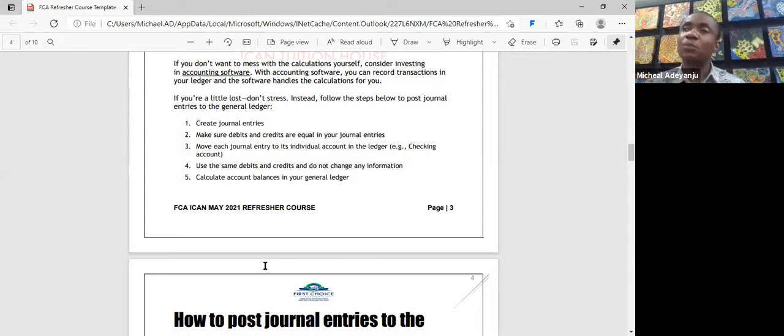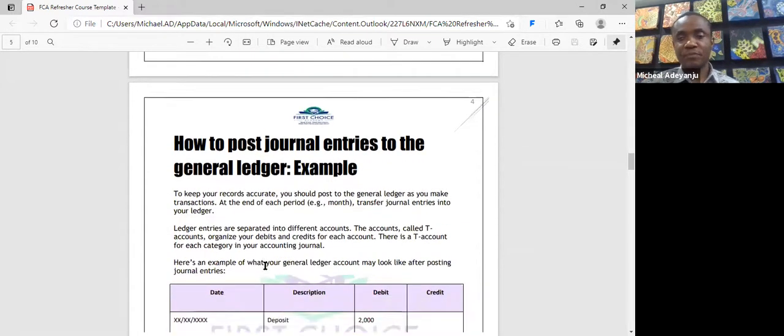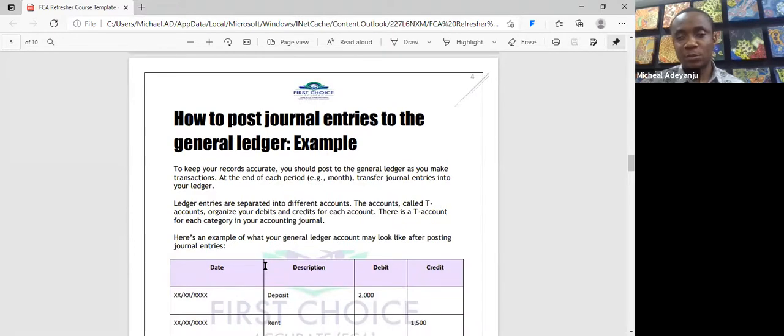For example, you might have opened a lot of bank, or cash, or expense in your journal entry. But by the time you are moving them into your ledger, you are opening just a single bank account, and you are moving all the transactions where you have bank to the ledger, so that we will just know the balance of what we have left. Use the same debit and credit and do not change any information. Calculate account balances in your general ledger. Easy peasy. That is how to post journal entries too.